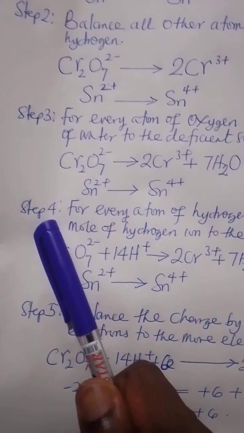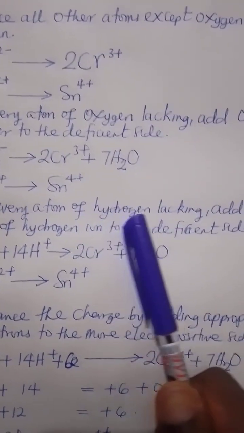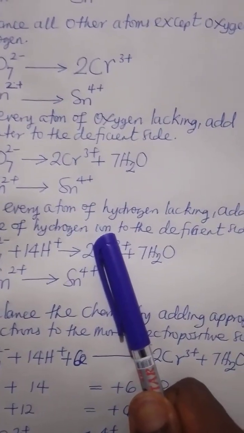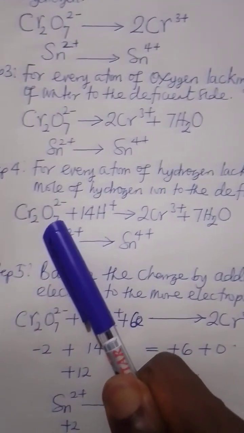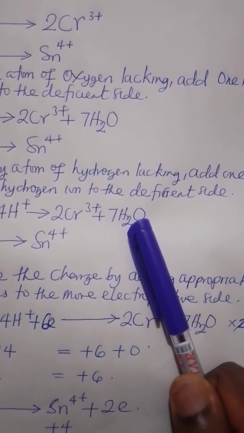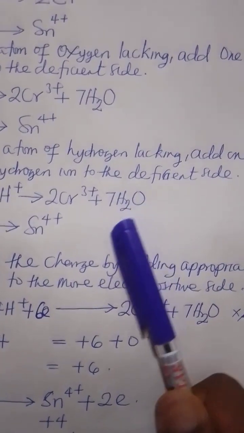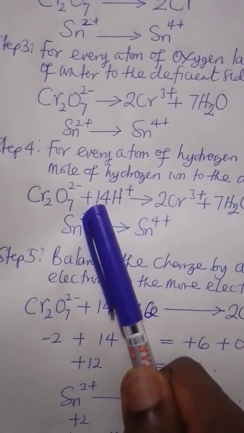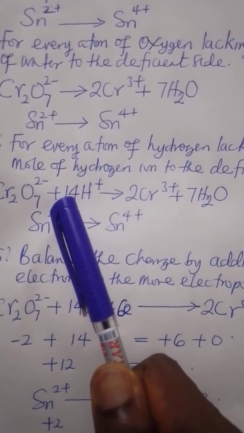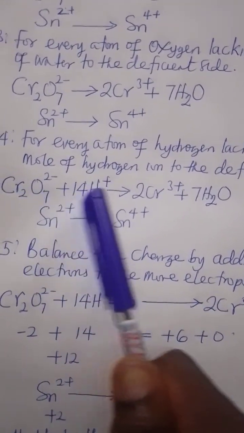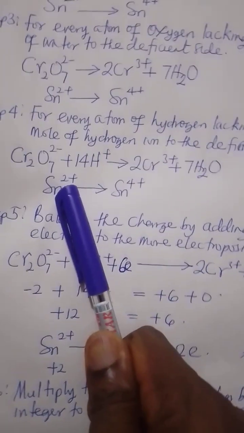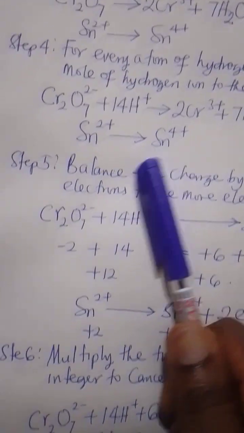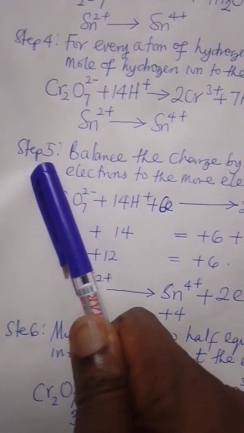We go to step number 4. For every atom of hydrogen lacking, add 1 mole of hydrogen ion to the deficient side. And so we added 7 moles of water to this side. That has introduced 14 atoms of hydrogen. So that means we're going to be adding 14 moles of hydrogen ion to this side that is deficient of hydrogen. And then when you come to the second half equation, we do not have any hydrogen to balance. We go on to step number 5.